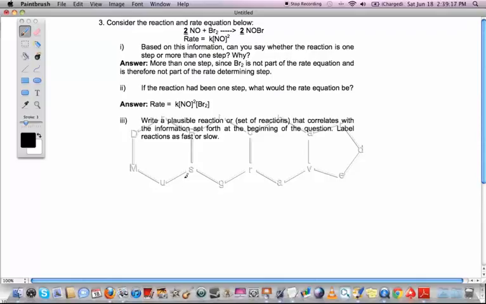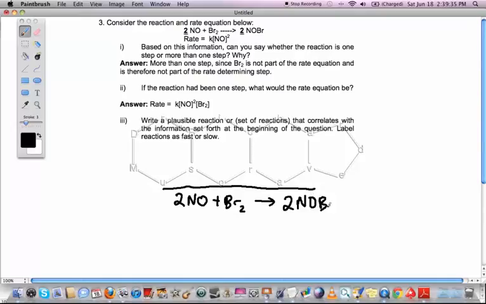So what I like to do is this. I will first of all write out the actual reaction itself, and that's going to be 2NO plus Br2. Anything we come up with is going to have to add up to this initial reaction that we were given. Now here's what else we know. We've got the information in the rate equation. Rate equals k NO squared. So we know that NO plus NO gives something is going to be the slow step.